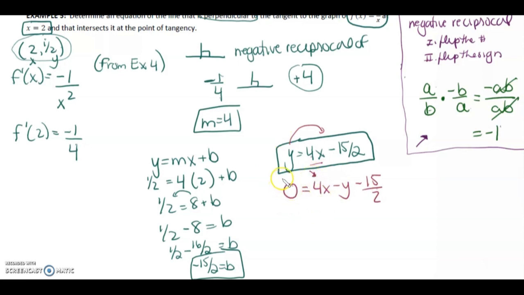Now, number 3, we have to multiply this entire equation by 2 in order to get rid of this denominator. So the 2 has to be multiplied by everything, and our equation in standard form is going to be 8x minus 2y minus 15.